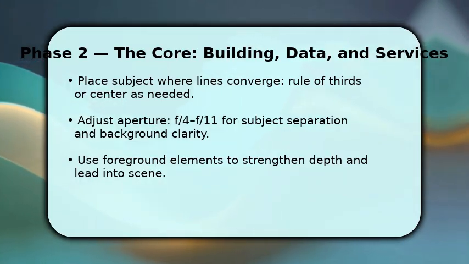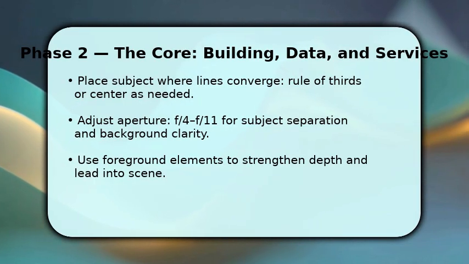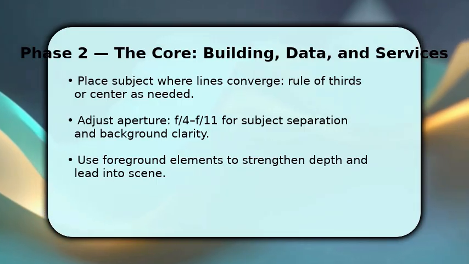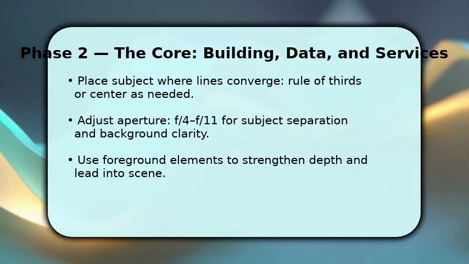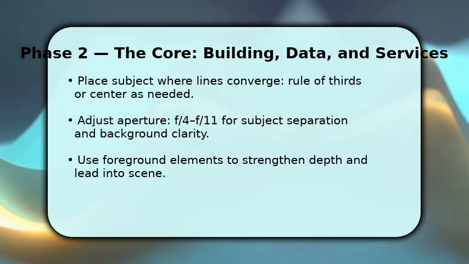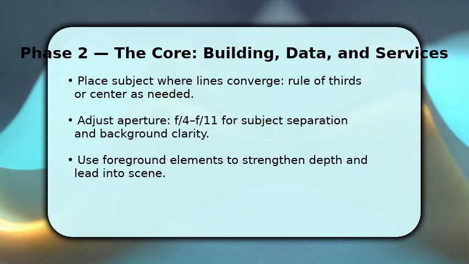Stop down to f/8 or f/11 to keep background context, or open to f/4 to isolate the subject while still using lines. Once done, introduce a foreground element to enhance scale and guide the eye through layers. Make sure to check line continuity across the frame.